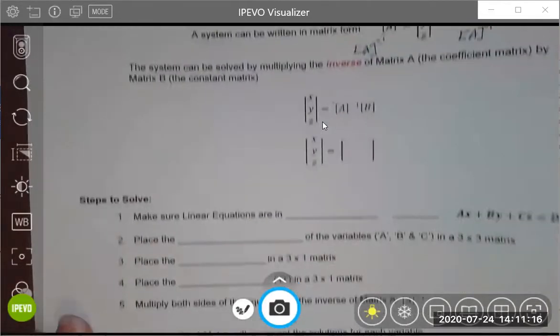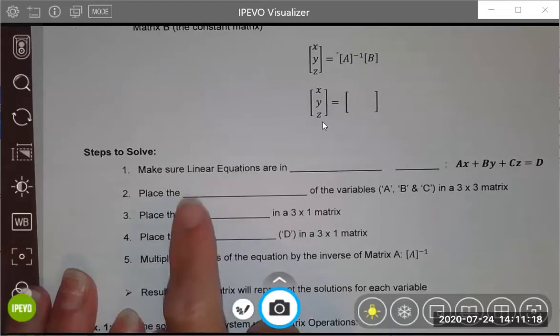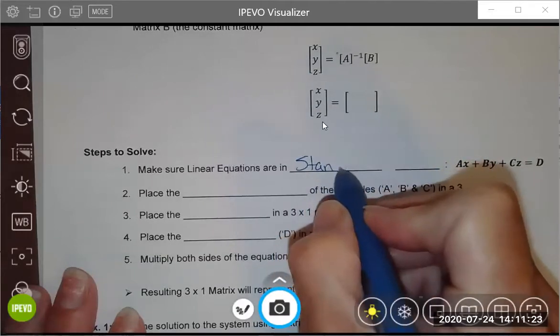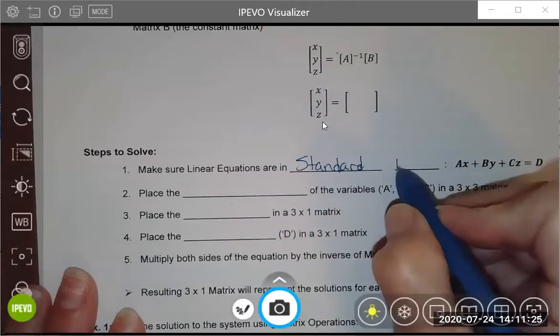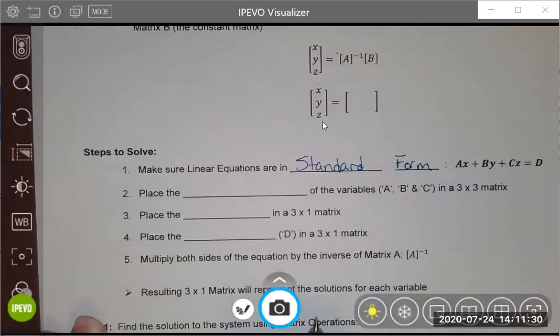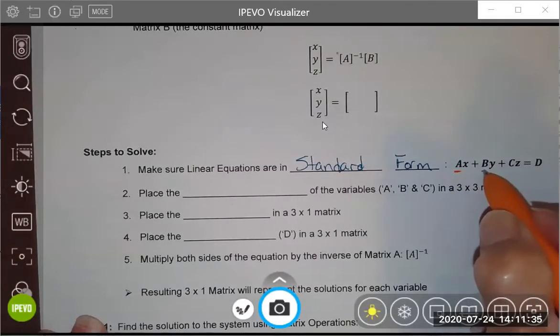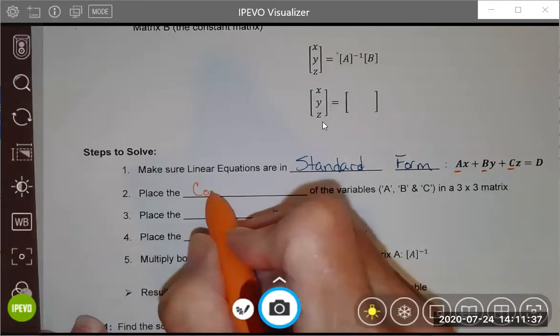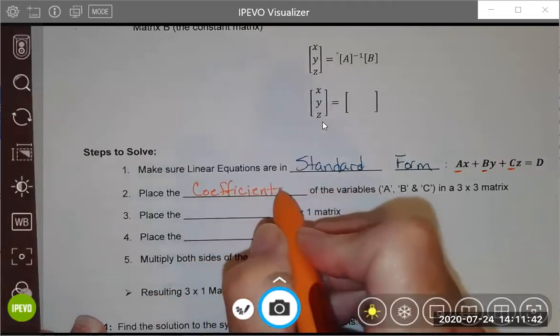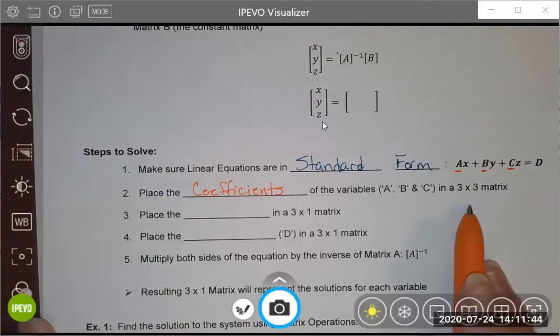So let's look at the steps, and then we're going to do some. The first thing, like I said, is we need to make sure that our equations are in standard form. In case you've forgotten what standard form of a linear equation is, we wrote it out here. We need to place all of the coefficients, which, if you remember, are just the numbers in front of the variables, in a 3x3 matrix. Why 3x3? Because I have 3 equations and I have 3 unknowns.